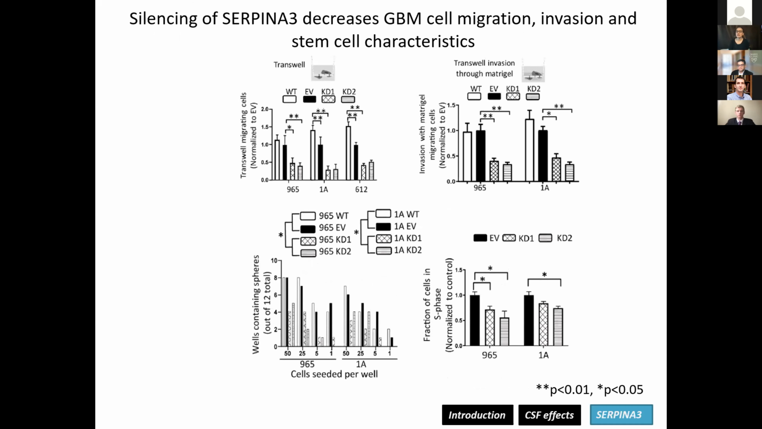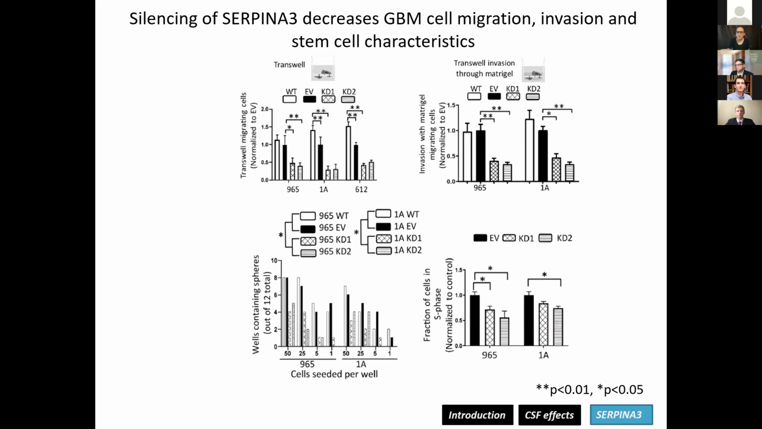In order to understand more the biological implications of SERPINA3 in glioblastoma, we performed knockdown or silencing experiments as well as overexpression experiments. In this first set of graphs, we knocked down or silenced the expression of SERPINA3 in cancer cell lines, and then we evaluated the migratory and proliferative capacity of the cells.